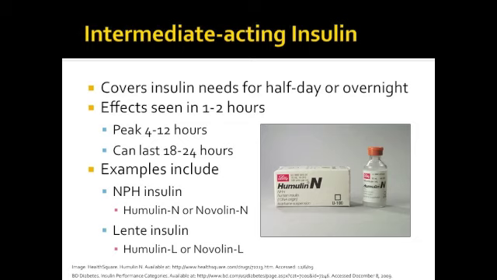Intermediate-acting insulin covers insulin needs for half of a day or overnight. It takes effect within 1 to 2 hours, peaks in 4 to 12 hours, and can last up to 18 to 24 hours long. Types of intermediate-acting insulin are NPH, which contains an absorption aid called protamine, and lenti-insulin, which contains zinc in place of protamine for diabetics that are allergic to protamine.